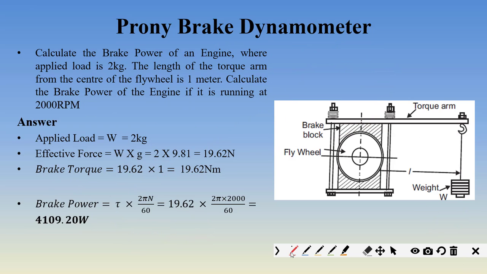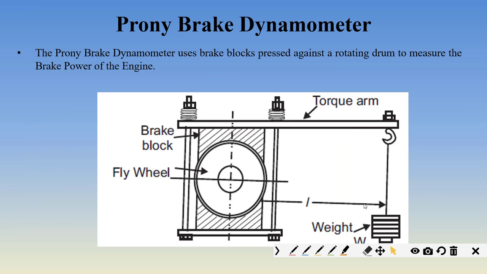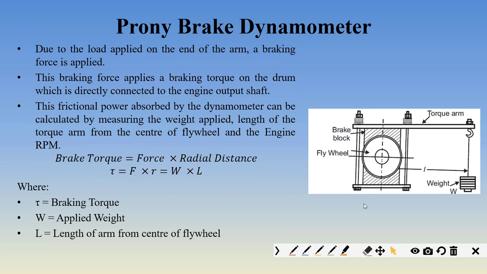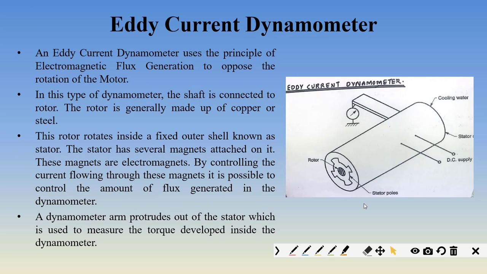Up until now we have seen two dynamometers, both mechanical dynamometers. First is the rope brake dynamometer and second is the Prony brake dynamometer. Both these dynamometers are absorbing the power developed by the engine in the form of friction. After this we can see the next dynamometer.